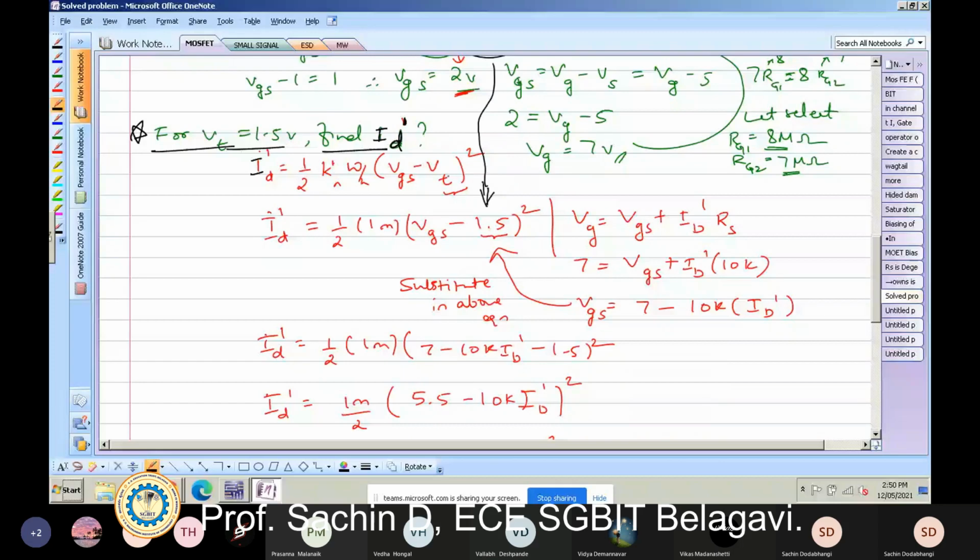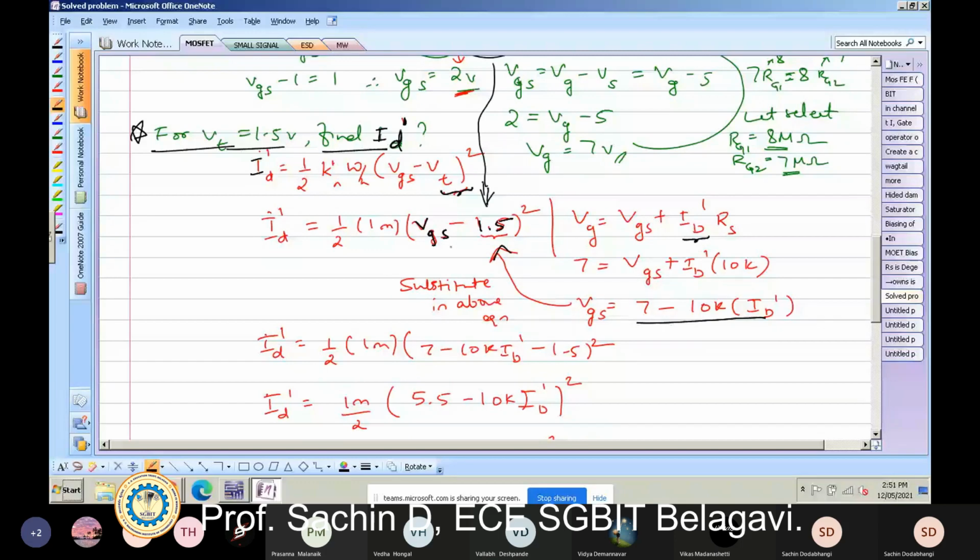So I'll not take the earlier VGS. VGS is also going to change, because VG is equal to VGS plus ID dash into RS. So there will be a change in ID, and VGS is also going to change. That is 7 minus 10K into ID dash, which I'm going to substitute in this.